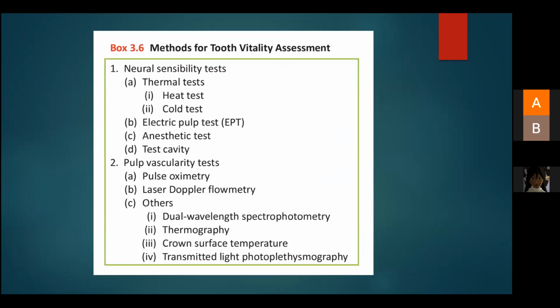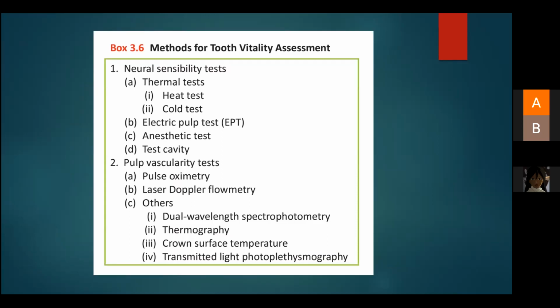They are incorporated in very corporate dental clinics where the budget is very high. But we cannot expect this in government colleges, because you have lots of patients. We cannot just do the pulp vascularity test in every patient. So you have to go through this first method of neural sensibility test. The pulp vascularity tests are divided into pulse oximetry, laser Doppler flowmetry, and all the others that have been mentioned. But for us, as third year and final year intern students, it's very important that you should know about neural sensibility test. And moreover, thermal tests are very important because you can routinely perform them in your clinics and in your postings.